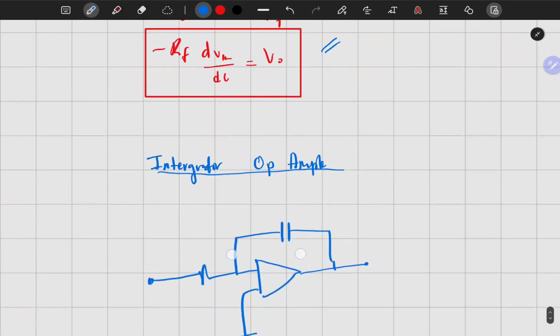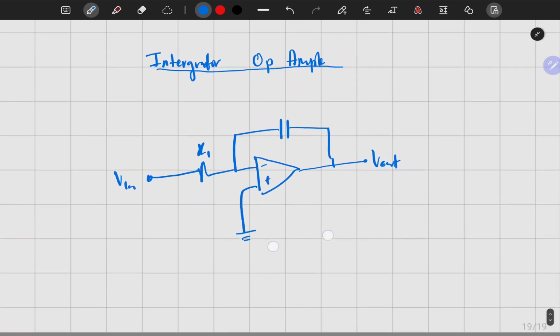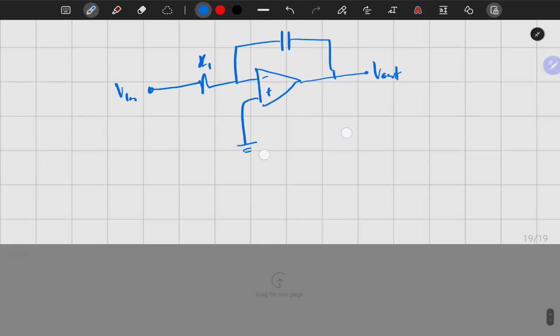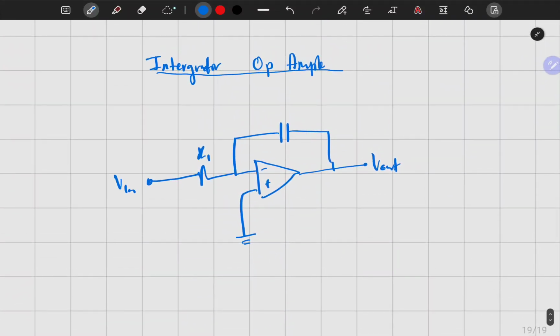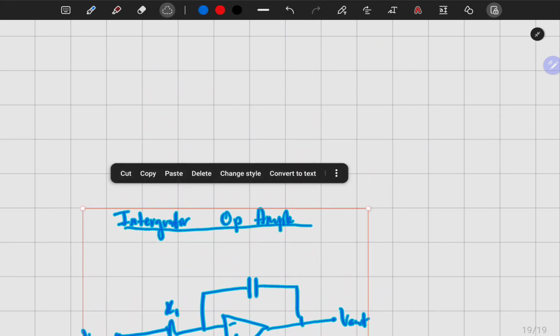So it's also inverting, so it's minus plus. Let me call this R1, call this one V in, and then call this one V out. So I'll just derive very quickly, because it's almost the same question that we did. I hope I can last at least 2 minutes on this problem.